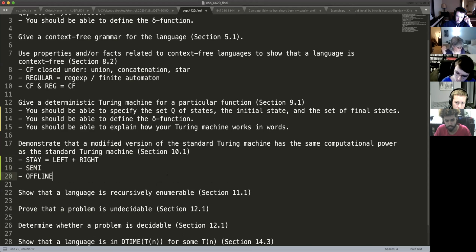All right. Show that a language is recursively enumerable. That's our favorite one, isn't it? 11.1. Oh, that's fun. What she did today, I was driving, so I only saw it on my small screen. That was actually pretty cool. I really like that part.